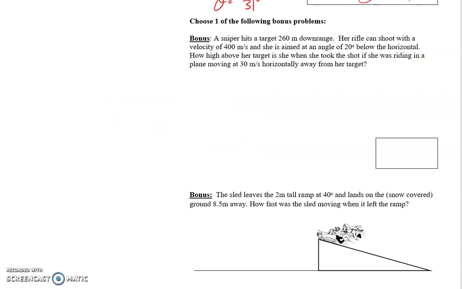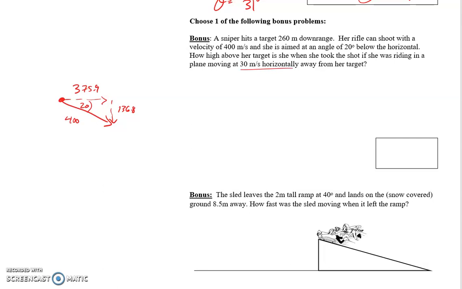So for the bonus problems, we had a couple people get them right, which is great. A lot of people were really close. So the first one, you're shooting actually down at 400 meters per second at an angle 20 degrees below horizontal. So you can find the x and y components. You've got 375.9 and 136.8. It also says that she's moving away from her target horizontally at 30 meters per second, so that's going to affect your x velocity.